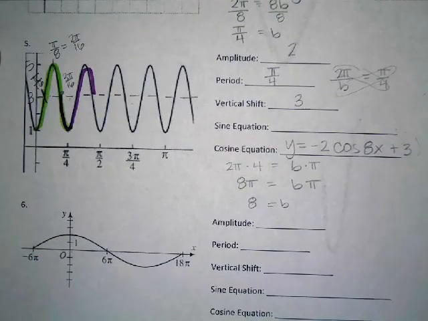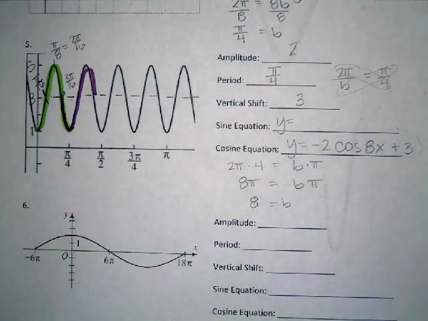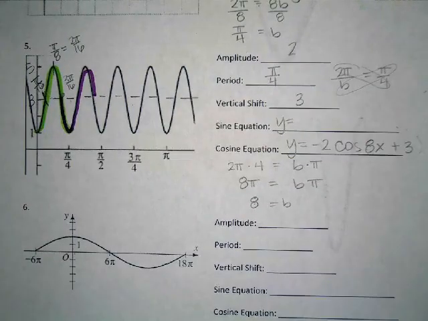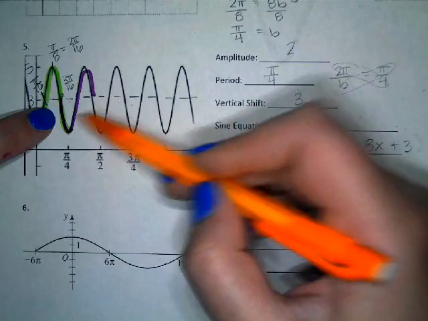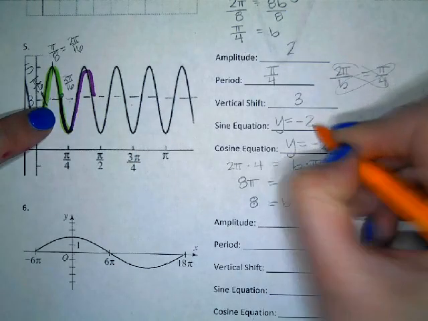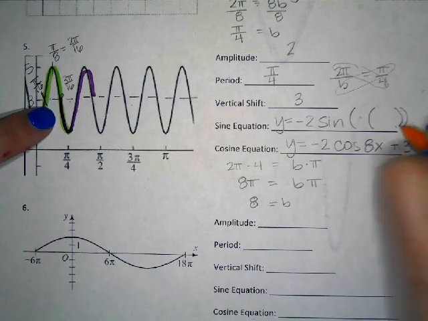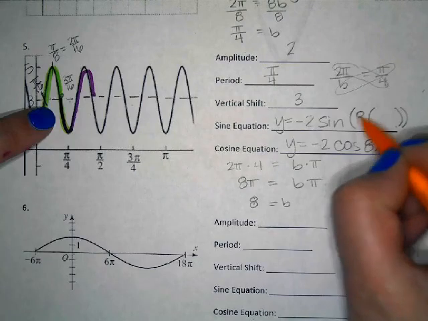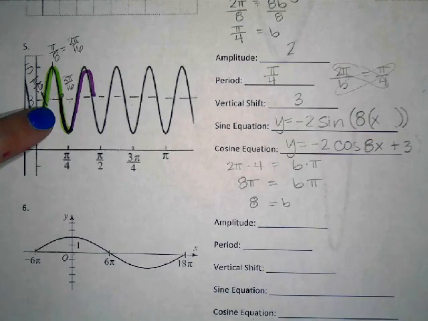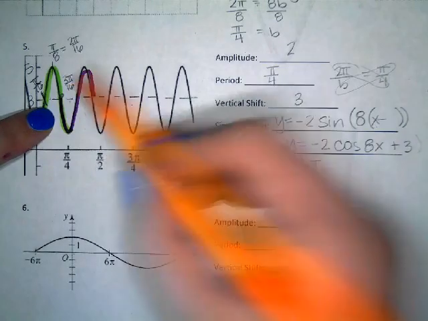Positive or negative? Negative 2 sine, 8, 3/16. Okay.